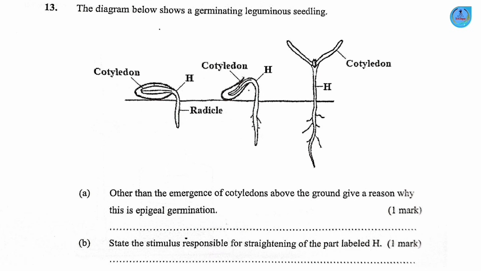Part A. Other than the emergence of cotyledons above the ground, give a reason why this is apical germination. The reason is that the hypocotyl elongates faster than the epicotyl. Part B. State the stimulus responsible for straightening of the part labeled H. That is the shoot. The stimulus responsible is light.